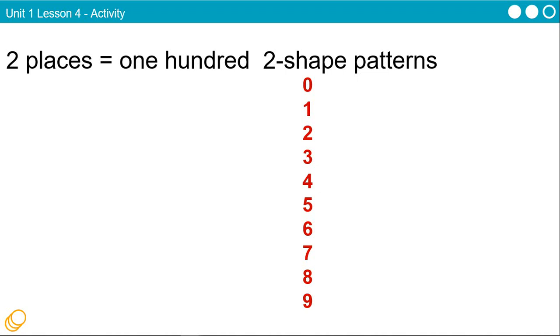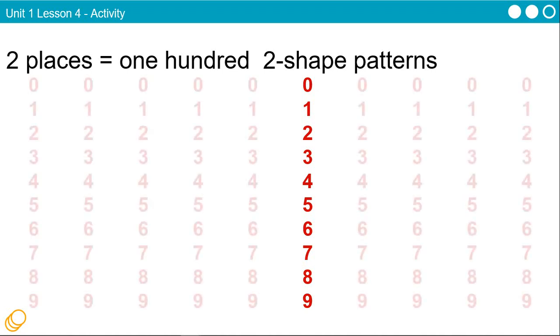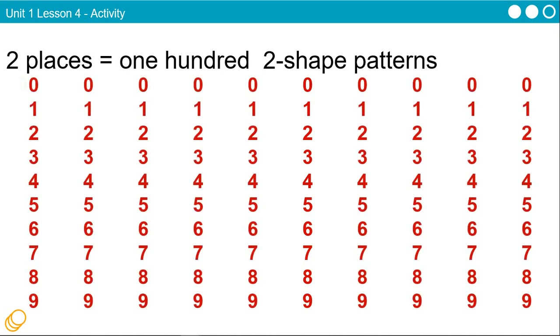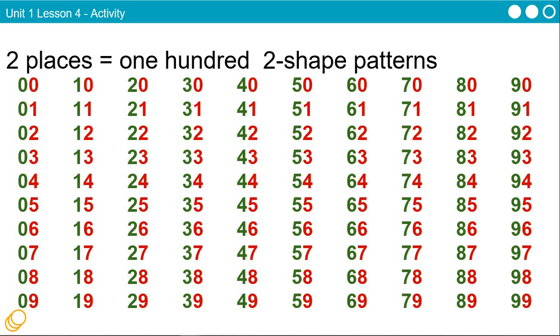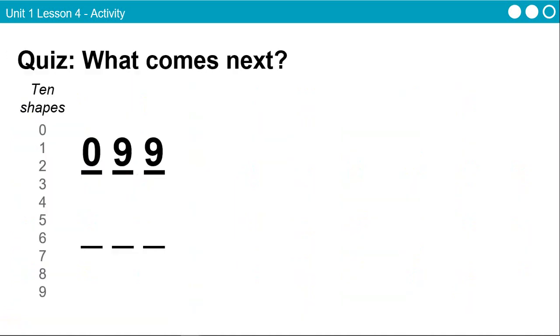So if we have two places, how many possibilities can we have? And if you already guessed it, we have 100 possibilities, because we're counting up from 0 all the way to 99, which gives us 100 different possibilities.